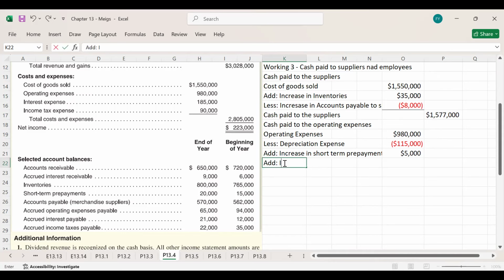Add increase in accrued operating expenses payable. So we have how much the increase is. Basically we have a decrease. We are going to add any decrease.